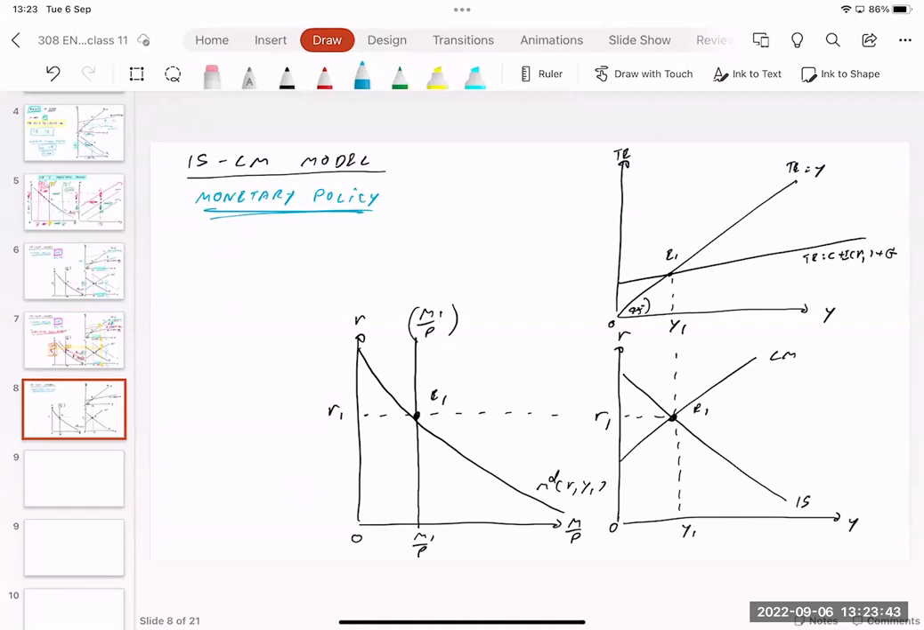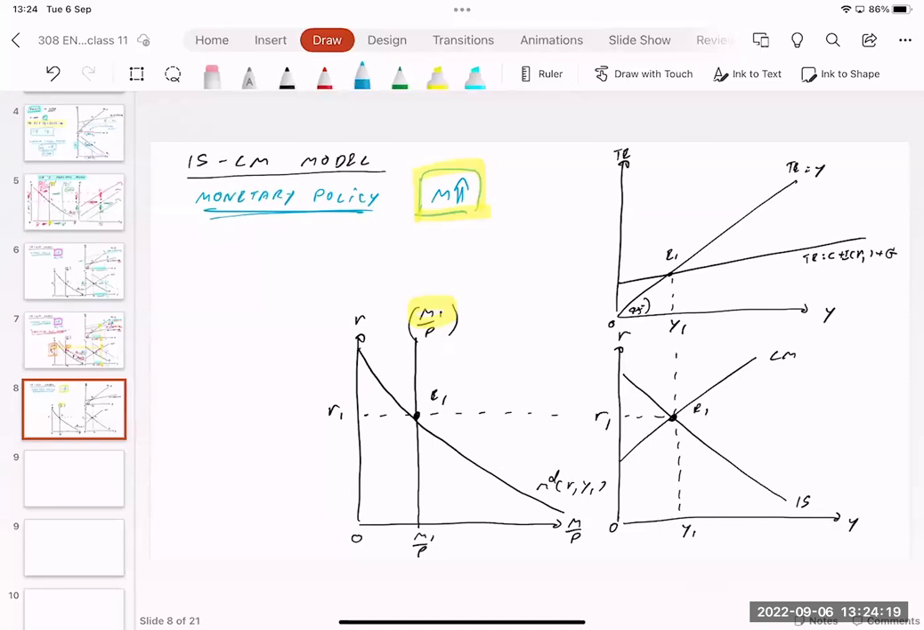Monetary policy is about how the central bank controls the amount of money in the economy, how they control M, the nominal money supply. So let's assume the central bank increases M, the nominal money supply. How is it going to affect the IS-LM model and the output market? When the central bank increases M, of course, where is M? M is inside the real money supply curve, right?